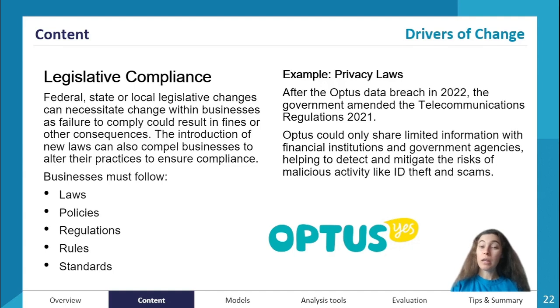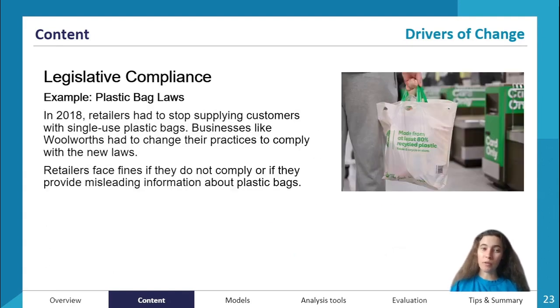So some things can be temporary changes like this one, and some things can be long-lasting, permanent kind of shifts in terms of the laws that businesses have to follow. So another example is the plastic bag laws. So back in 2018, retailers had to stop supplying customers with single-use plastic bags.